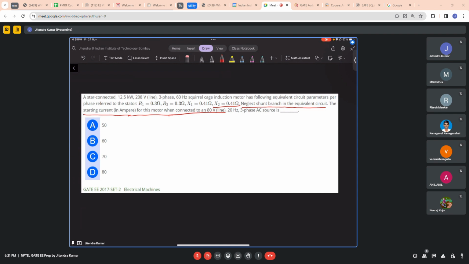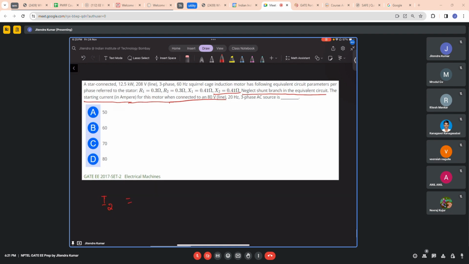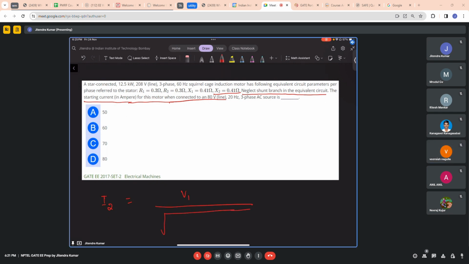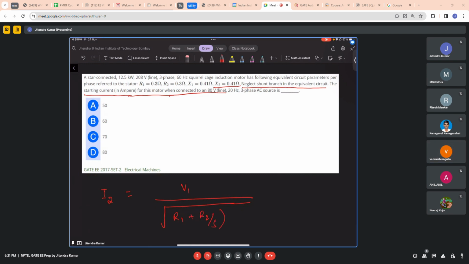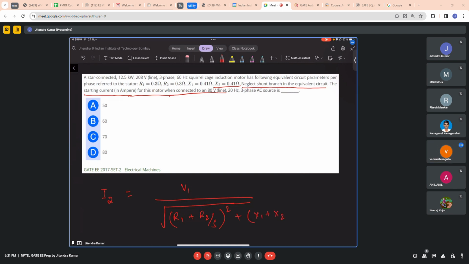So for the starting current, the current expression will always be the same, right? As we calculated, V1 divided by the square root of (R1 plus R2 by S) whole square plus (X1 plus X2) square.